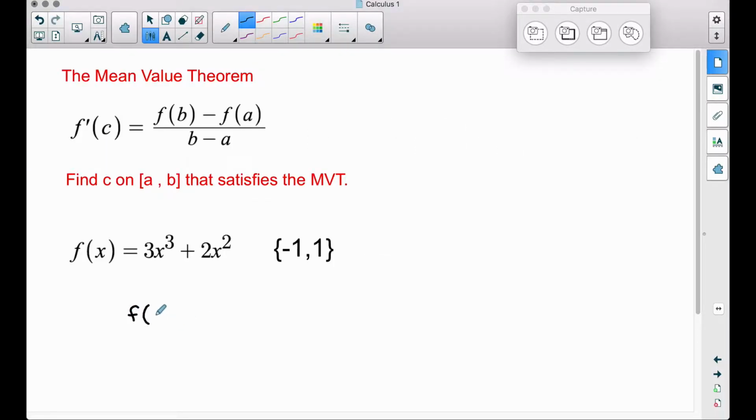Therefore, let's go ahead and find f of b, which is 1. If we call this a and we call this b, b is equal to 1 and a is equal to -1. So f of 1 is whatever we get when we plug 1 into this. 3 times 1 cubed is 3, plus 2 times 1 squared is going to be 5 in all. Now f of -1, when we plug -1 into here, just watch your signs. -1 cubed is -1 times 3 is -3, plus 2 times a +1 when we square that. So -3 plus 2 gives us -1.